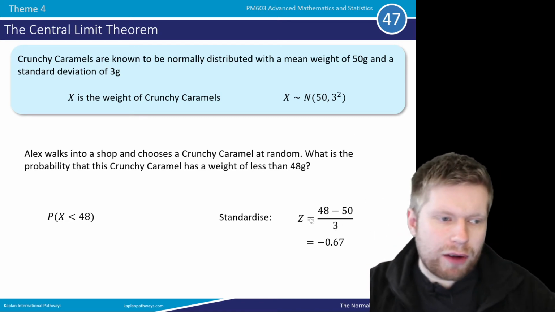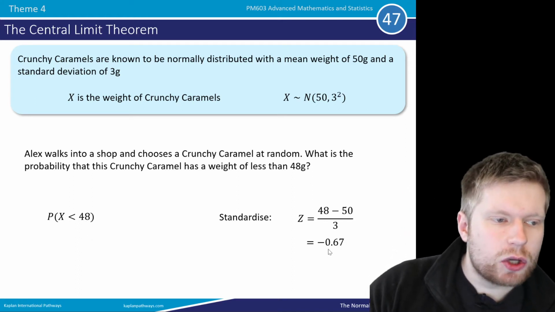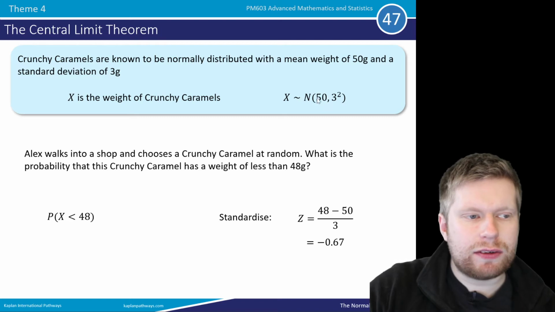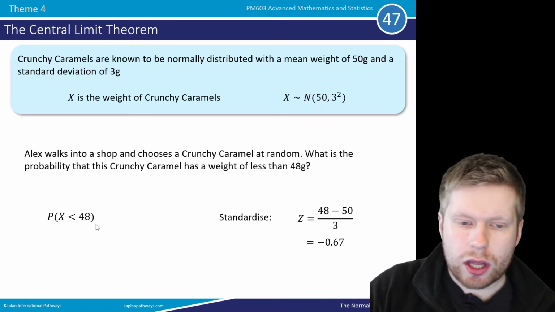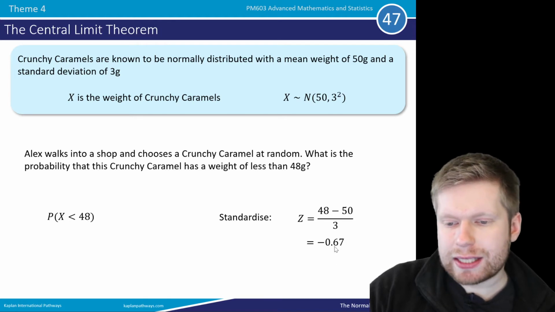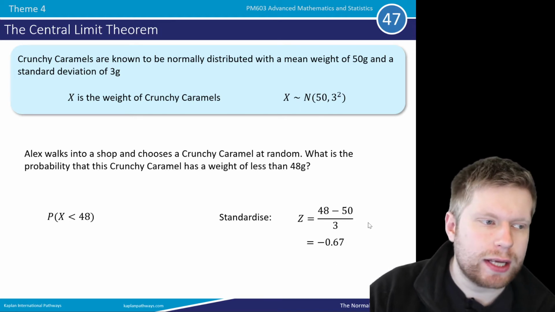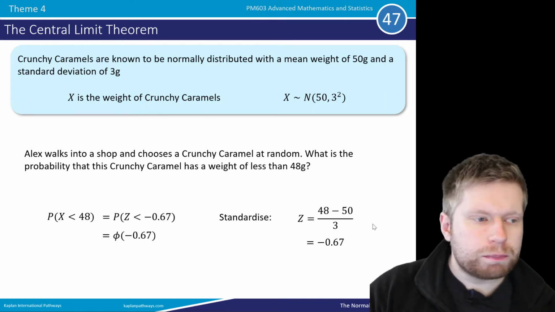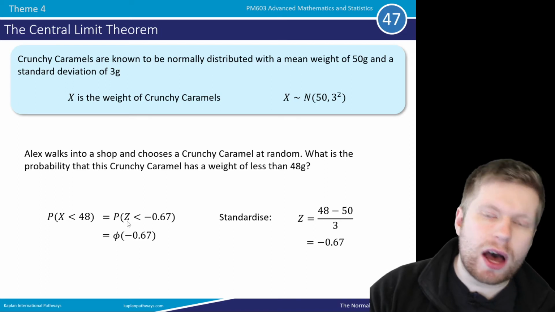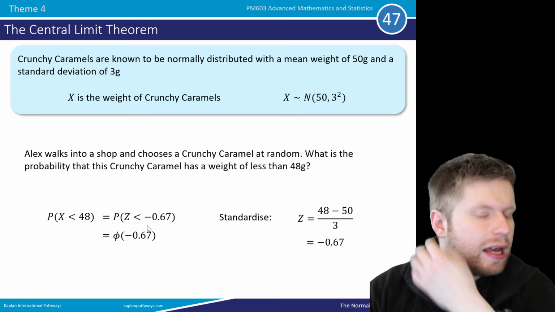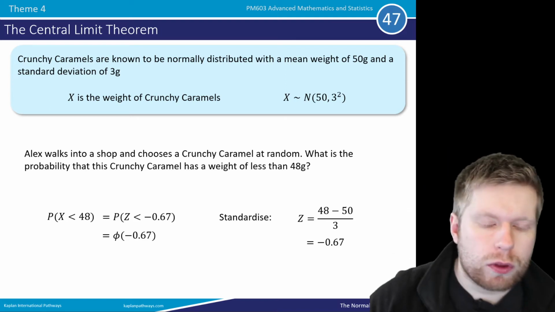Now if I stick all that in my standardizing formula, I find that 48 lies 0.67 units of standard deviation below the mean. Okay, so because it's negative, it's below the mean. So in other words, 48 is 0.67 units of standard deviation below 50, okay, below the mean, right? So effectively what I'm looking for is what is the probability that I end up with a value which is less than negative 0.67 units of standard deviation, obviously below the mean, okay?